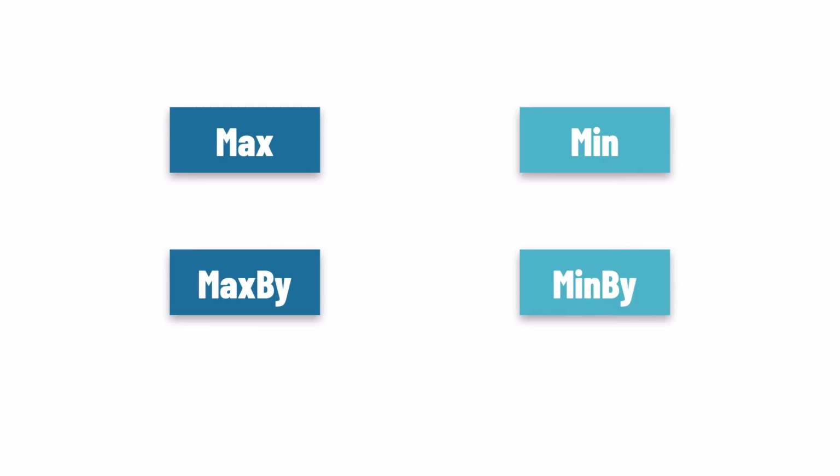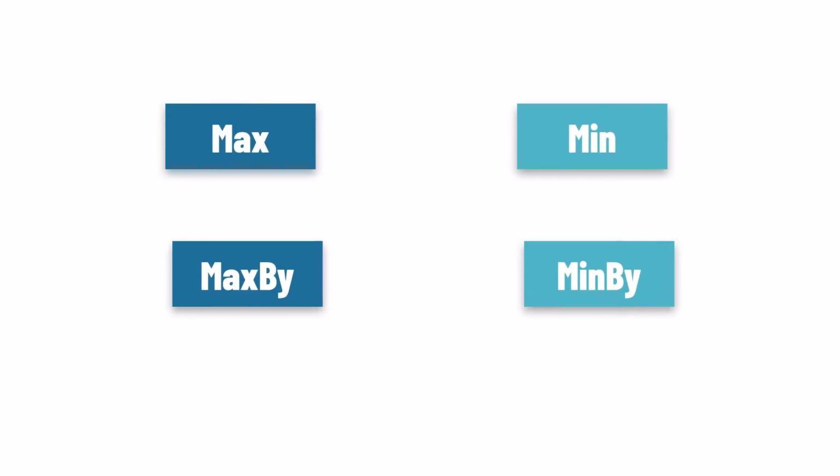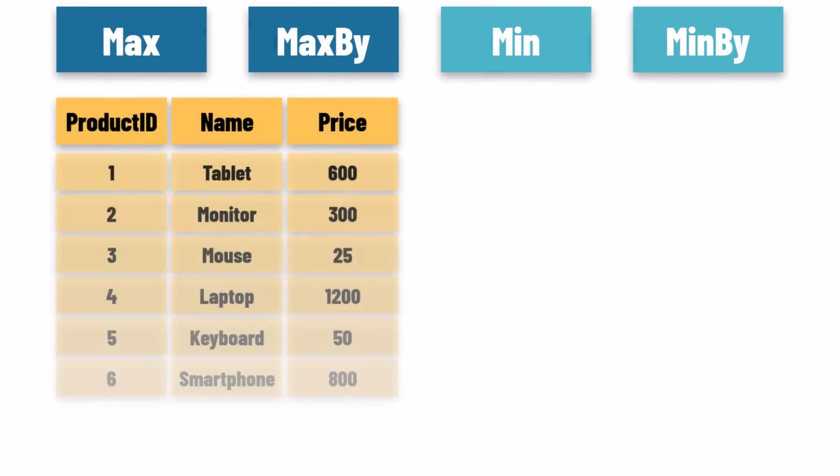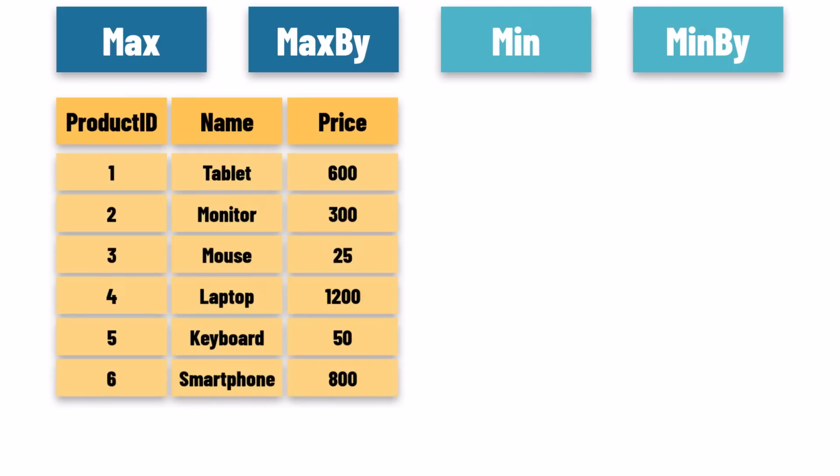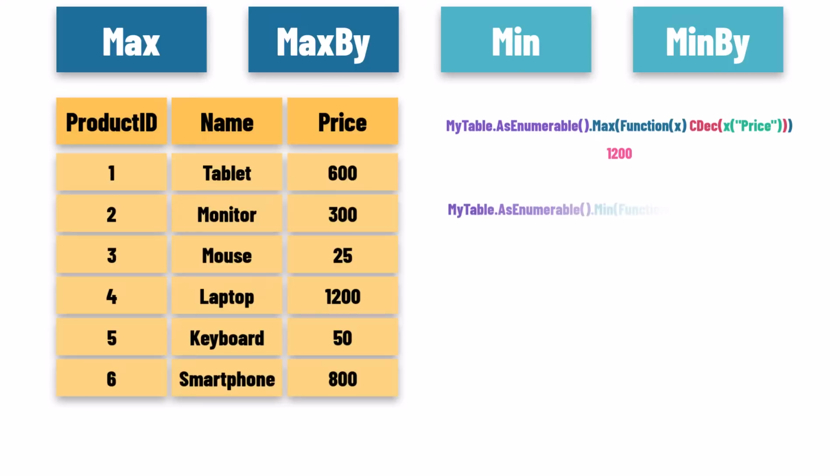In this session, we are going to delve into 4 key LINQ aggregation methods that are integral when working with data collections: Max, MaxBy, Min, and MinBy. For illustrative purposes, let's consider a data table that lists products, each with a price column. Using Max, we can quickly determine the highest price in the table, and with Min, we find the lowest. The result will be a decimal or integer, depending on the data type of the price column.